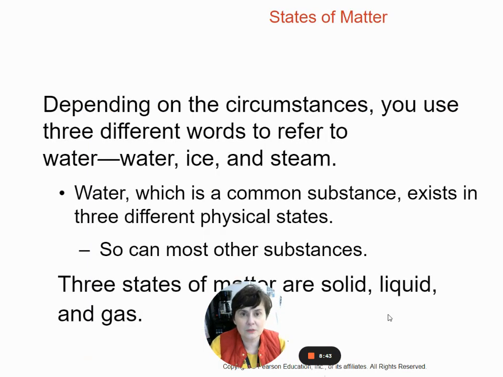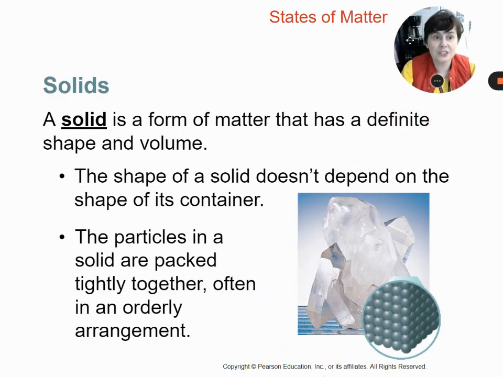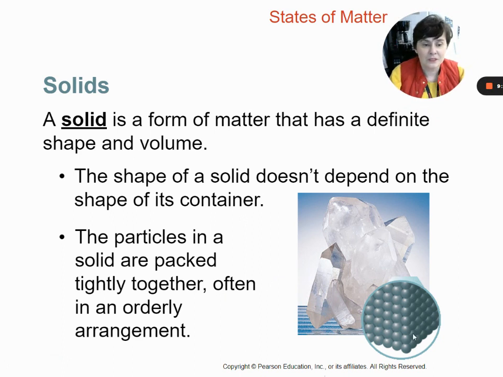So depending on the circumstances, you have 3 different words to refer to water. It could be in the liquid phase, it could be solid ice, it could be in the gas phase, steam. It can exist in 3 distinct physical states. So can most other substances. And again, our major 3 states of matter, something you've heard for a long time: solid, liquid, and gas. A solid is a form of matter with a definite shape and volume. And we assume it's going to have a nice crystal structure. We get to look at this a little deeper in chapter 13.